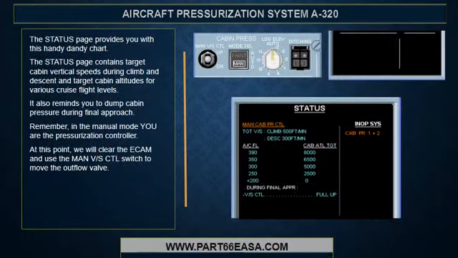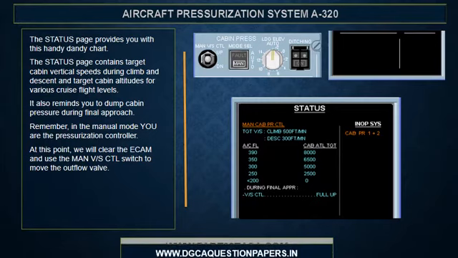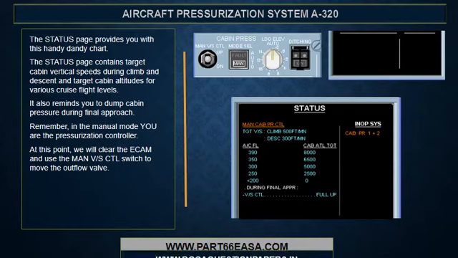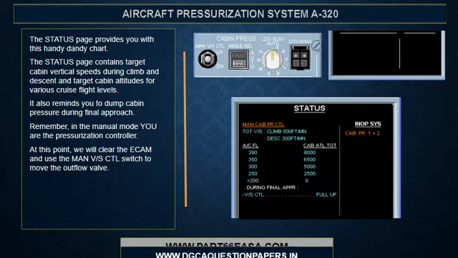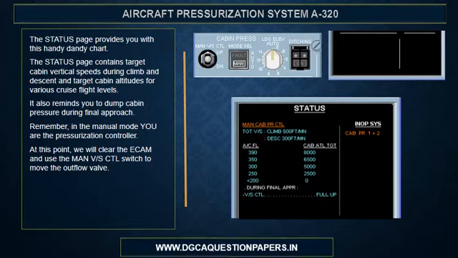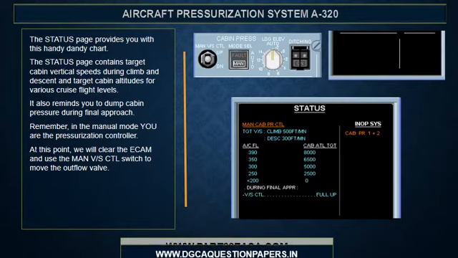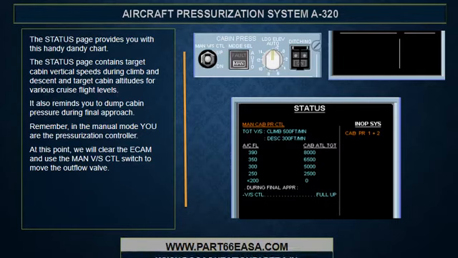The status page provides you with this handy chart. The status page contains target cabin vertical speeds during climb and descent and target cabin altitudes for various cruise flight levels. It also reminds you to dump cabin pressure during final approach. Remember, in the manual mode you are the pressurization controller. At this point, we will clear the ECAM and use the MAN V/S CTL switch to move the outflow valve.